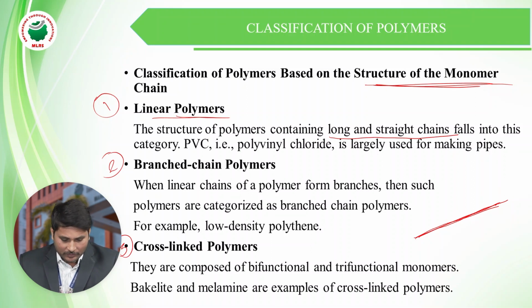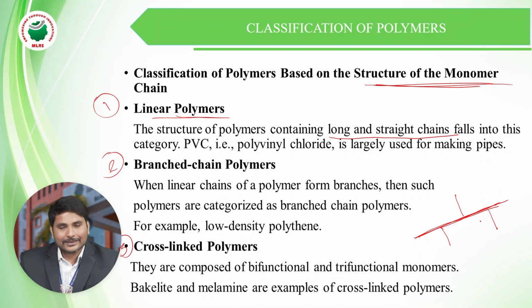In branched chain polymers, the linear polymer contains some branches, meaning the addition of more monomers. We call this type of polymer a branched polymer. It looks like a tree containing branches, so this kind of polymer is called a branched chain polymer.